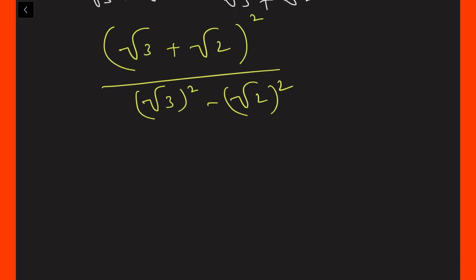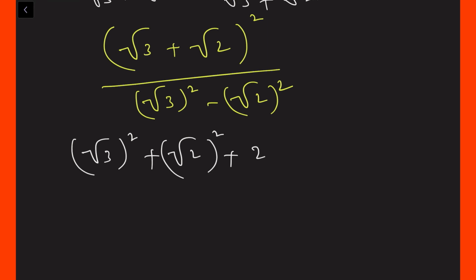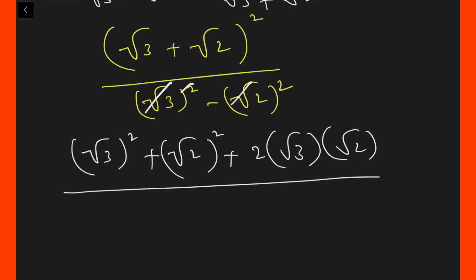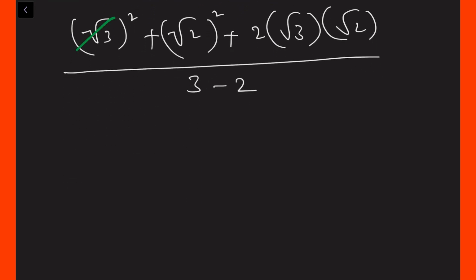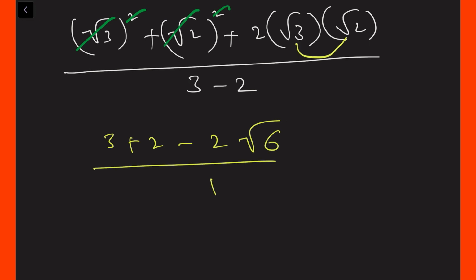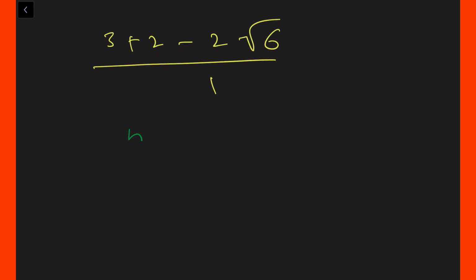Now the numerator is in the form of a plus b whole square, so let us expand it. a square plus b square plus 2 into a into b, divided by, square root square cancel, square root square cancel, so 3 minus 2. In the numerator, square root square cancel, square root square cancel, so we are left with 3 plus 2 minus 2 into root 3 into root 2, which is root 6, divided by 3 minus 2, which is 1. 3 plus 2 is 5, minus 2 root 6. In the denominator, 1 doesn't have any value, so our final answer is 5 minus 2 root 6.